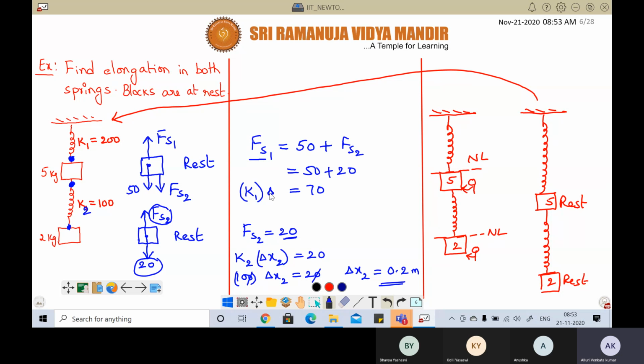Now what is the formula for Fs? K1 into delta x1, first spring. K1 is already known. What is K1 given? 200. 200 into delta x1 is 70. So delta x1 is 0.35, that is 7 by 20. Easy or difficult?